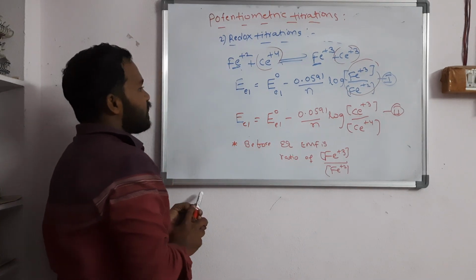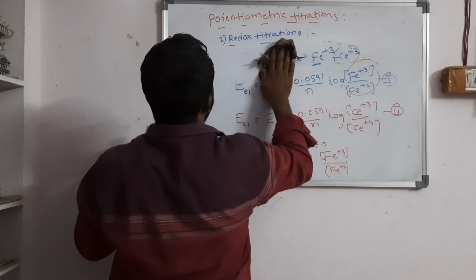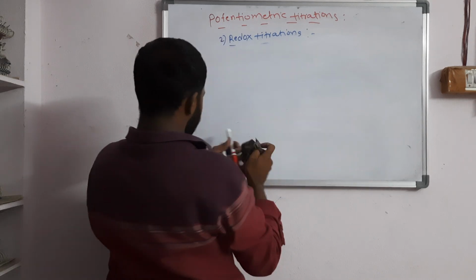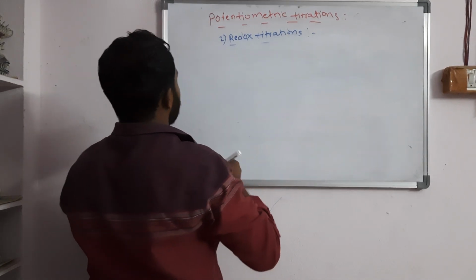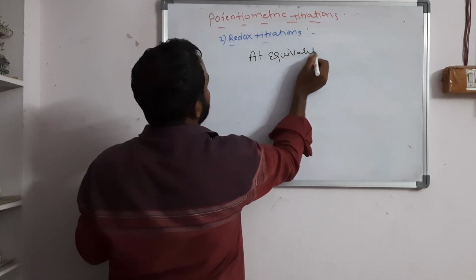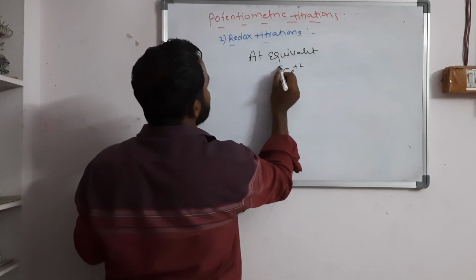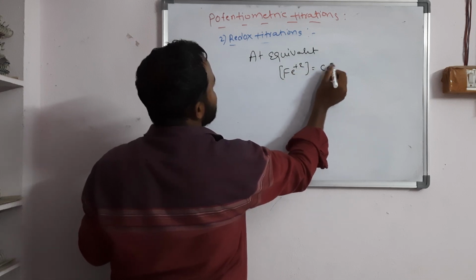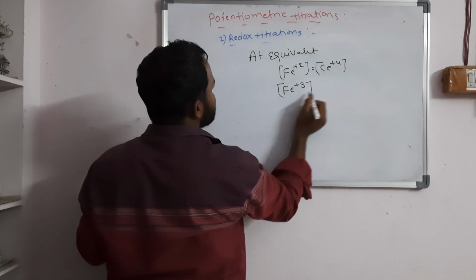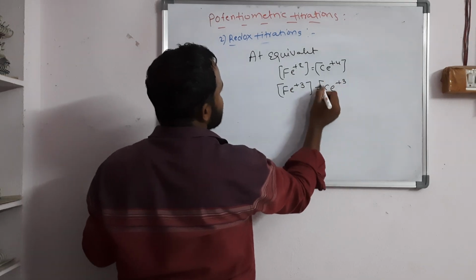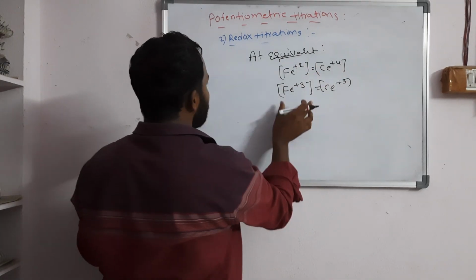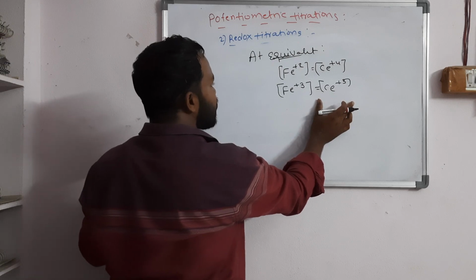Next you should write at the equivalent point. Iron plus 2 concentration is equal to cerium plus 4 concentration, and iron plus 3 concentration is equal to cerium plus 3 concentration. From the reaction we are writing this. So at the equivalent point, iron plus 2 concentration is equal to cerium plus 4, and iron plus 3 concentration is equal to cerium plus 3 concentration.